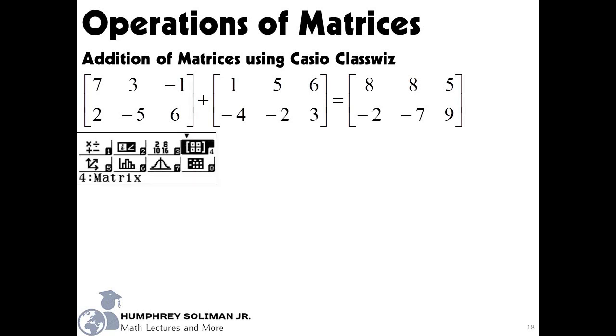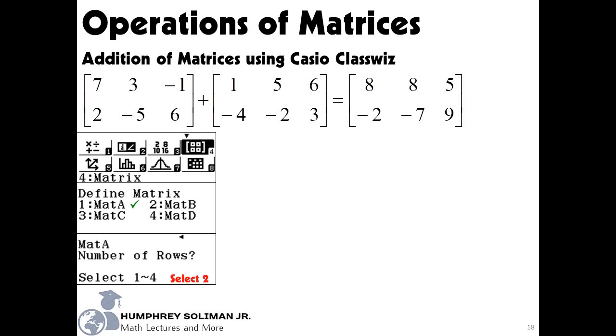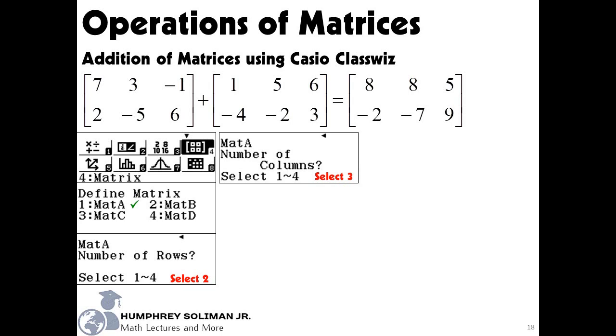Press the menu key, and use the direction keys to look for option number 4, matrix mode. And then, it will ask us to define our first matrix. We can choose option 1 for matrix A. It will ask us to select the desired number of rows. We will select 2. After that, it will ask us to select the desired number of columns. We will select 3. We are now ready to input the elements of our matrix.